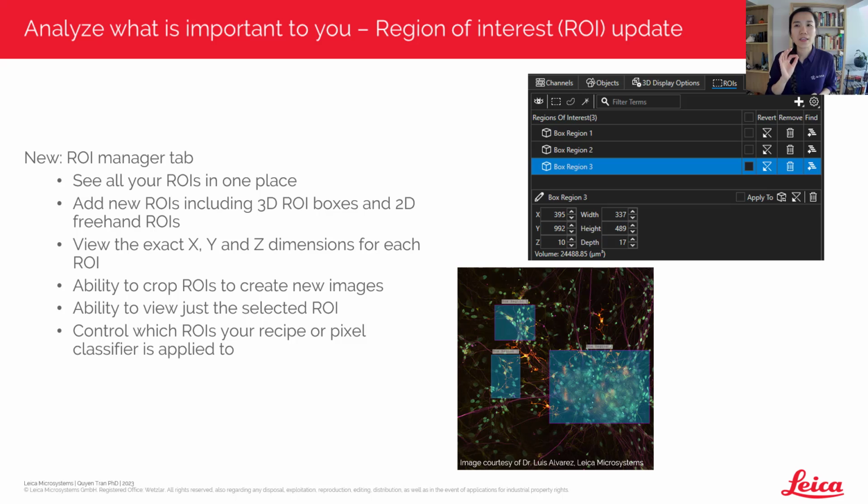And you can input and type in the values here to modify the ROIs instead of using the spheres that was done before. Additionally, you can select to view a specific ROI, you can crop that ROI, you can even control whether the ROI is going to be used in the recipe or the pixel classifier. Essentially, this is a one-stop shop for all of your region of interest needs.